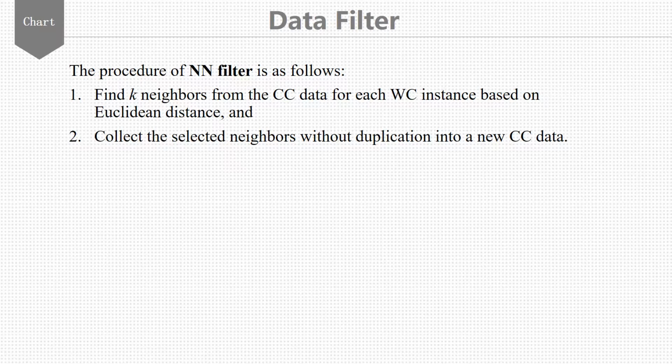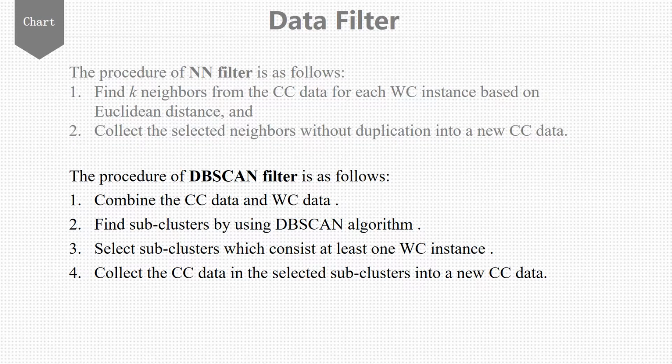The NN filter was proposed by Qiu Han. Based on the widely used KNN algorithm, the NN filter can find the most similar K multiplied by N instances from CC data, where N is the number of WC instances and K is the parameter of the KNN algorithm. The DB-scan filter was proposed by Kawa. It assumes that the CC instances which are in the same cluster as WC instances are the most valuable instances in CC data.